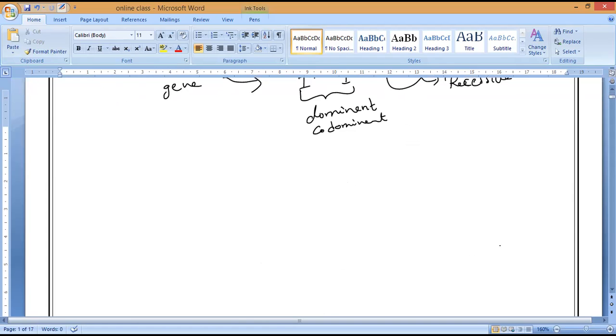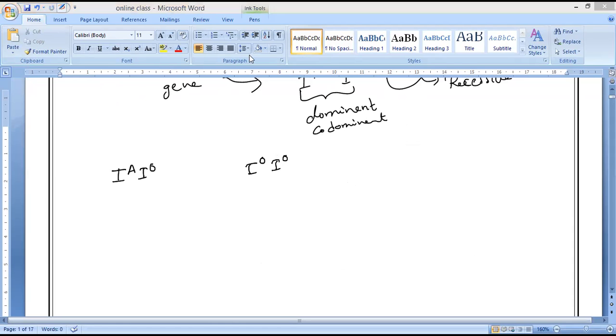Now, about the combination, even yesterday Nitinath asked one question. Nitinath, what is your question? Suppose the father has IA and IO, and the mother has IO and IO. Then what are the chances for the blood group of the baby? He used to ask. Is it correct, Nitinath?